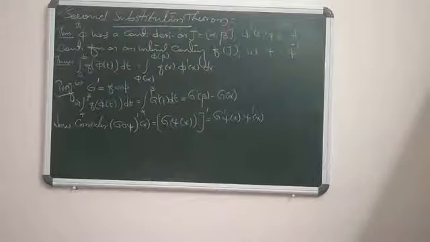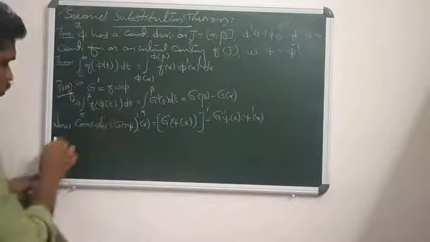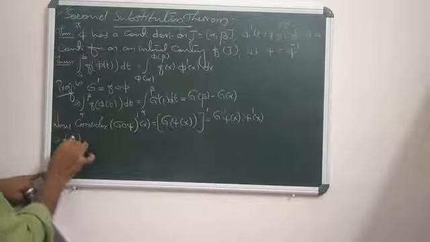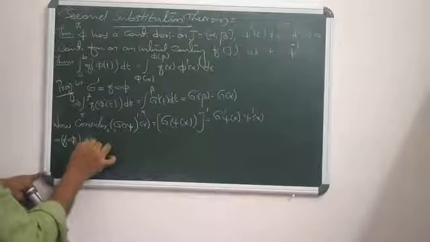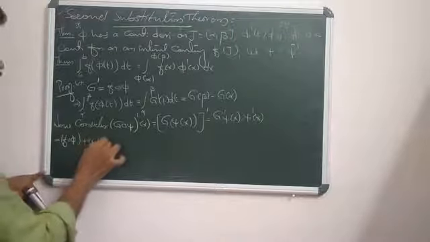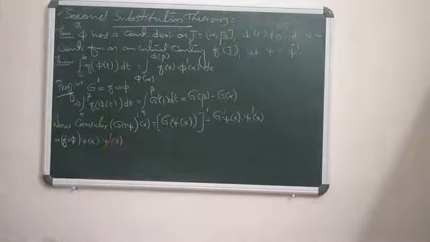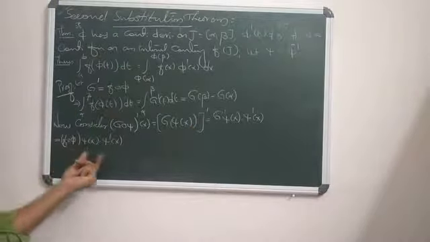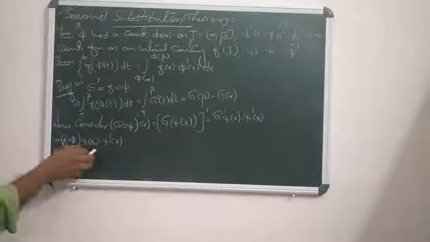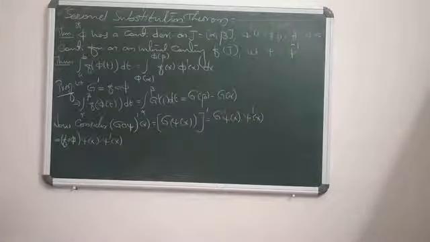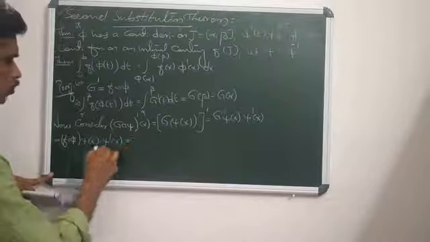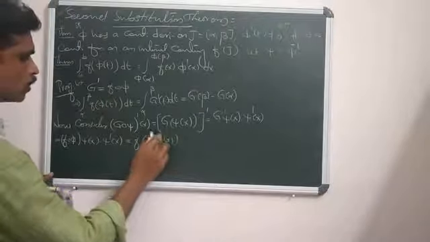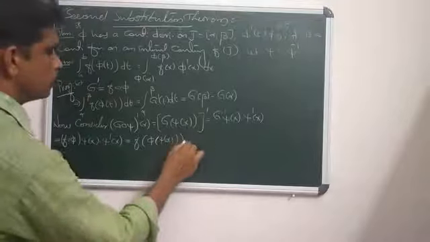What is G dash? But G dash is f composition phi. So that equals f composition phi of psi of x into psi dash of x. Why? Because G dash is nothing but f composition phi. So f composition phi of psi of x means f of phi of psi of x, agreed, by the composition, into psi dash of x.